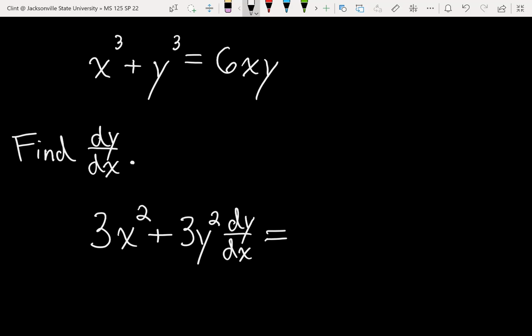We got product rule, because depending on how you think about it, and it doesn't matter how you think about it, you can either think about it as 6 times x times y, or 6x times y, or x times 6y. Since it's commutative, we can get away with thinking about it whatever's most convenient. The way I like to think about this one is as 6x times y.